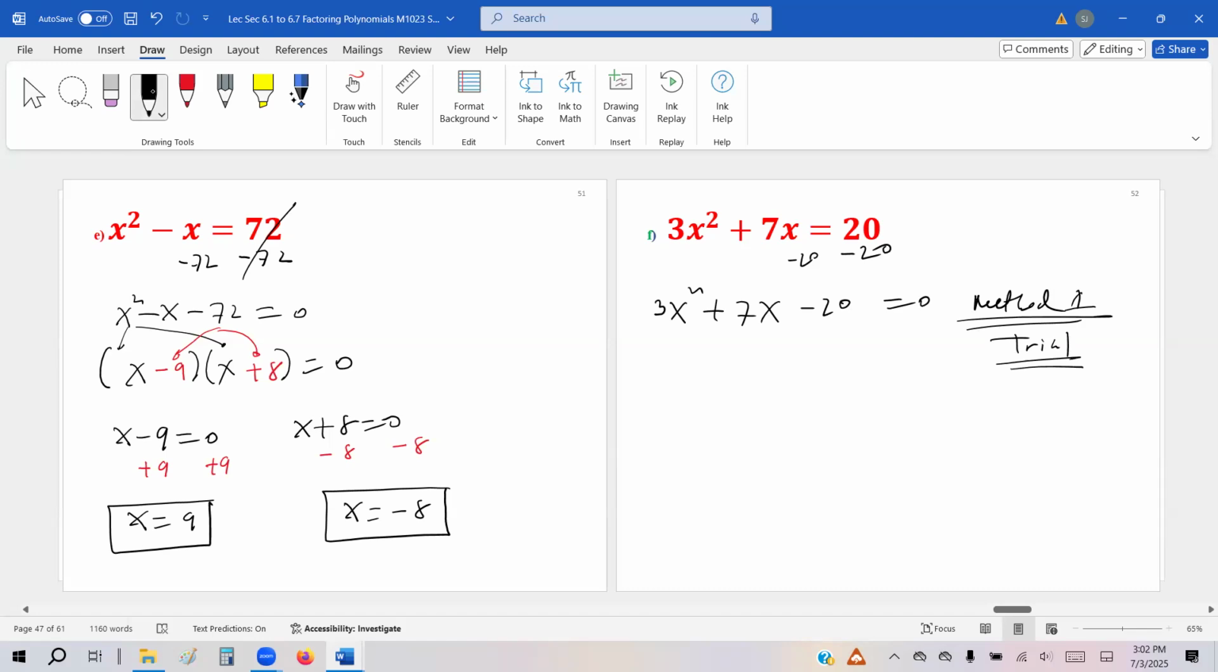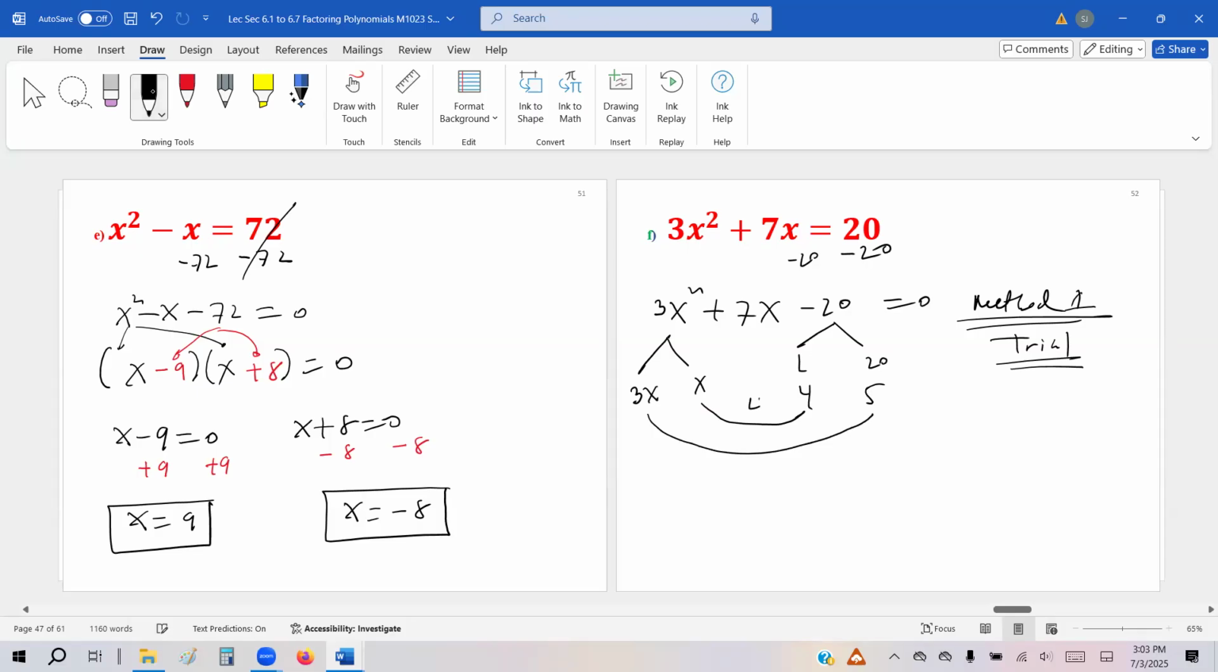Okay. In the trial method, even though you don't have multiple choices, these are smaller numbers, so you can work with them. The 3x, 3 is a prime number, so it's definitely 3x and 1x. And 20 has 2 choices, either 1 and 20 or 4 and 5. Let's work with one of them first. If it doesn't work, then the other one. So let's work with 4 and 5. See what happens if you do this.